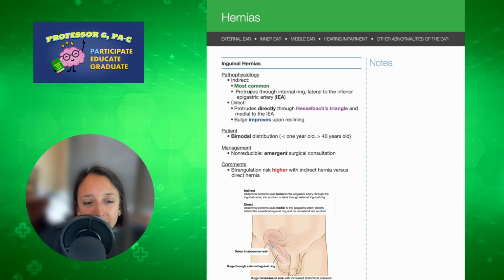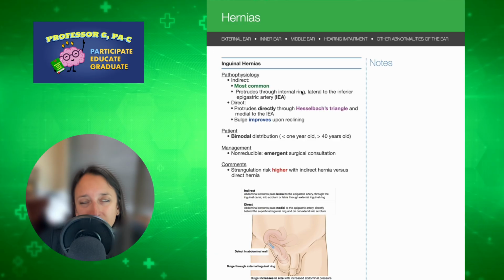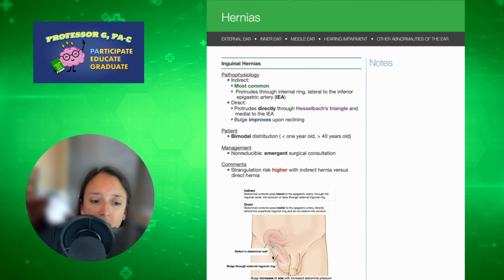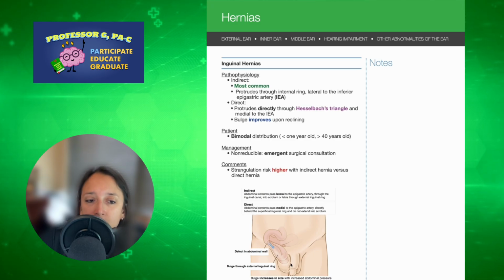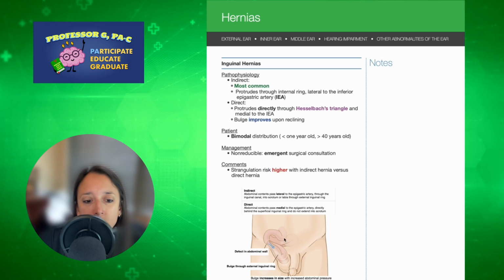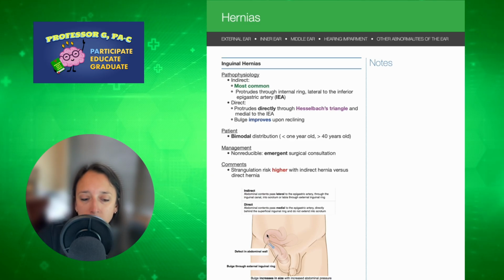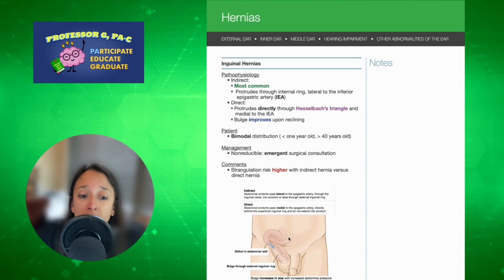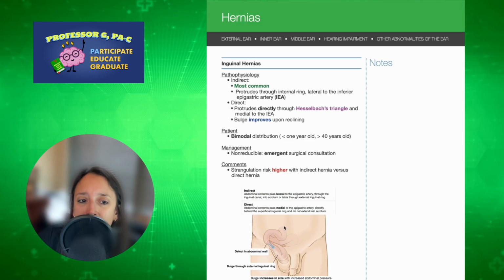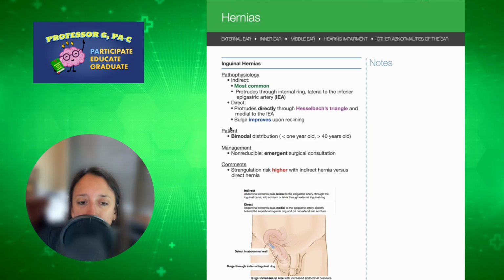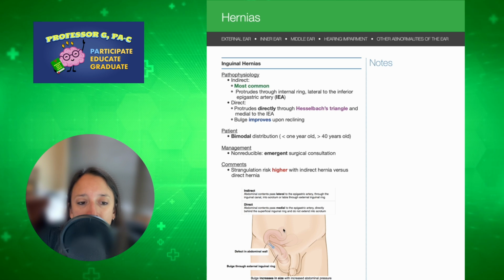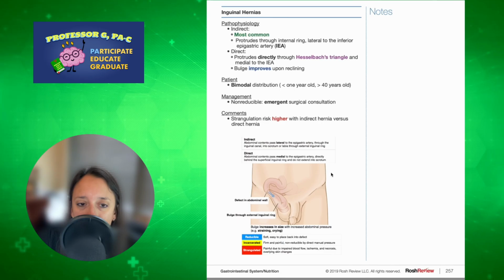And in indirect, basically the herniation goes into the canal, into the inguinal ring and into the scrotum, whereas direct protrude through a defect in Hesselbach's triangle, so those come out through the abdominal wall themselves instead. And this is usually acquired, so patients tend to get it later on in life. It also has a bimodal distribution, so we see it a lot in little kids and a lot in older people. And if the hernia is non-reducible or it cannot be pushed back in, this is an emergent surgical consultation because of the risk of strangulation.